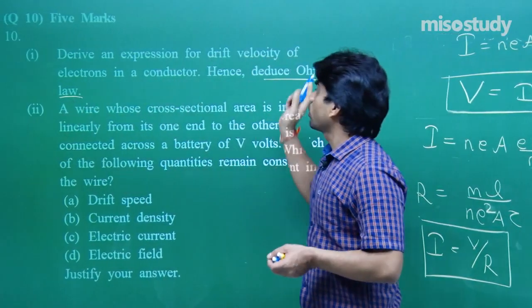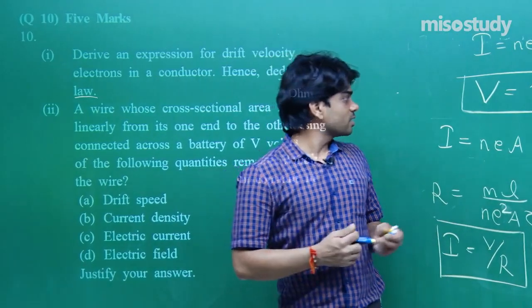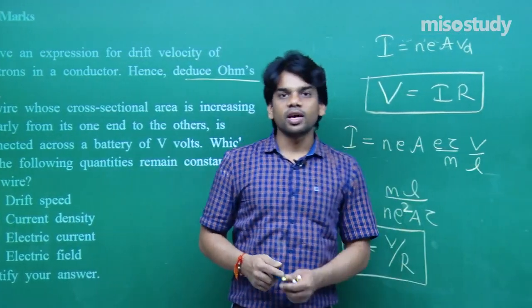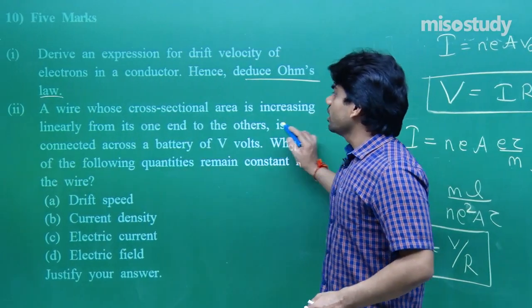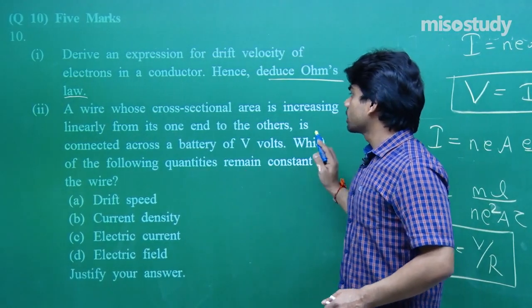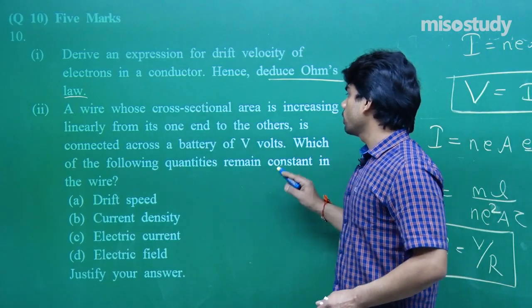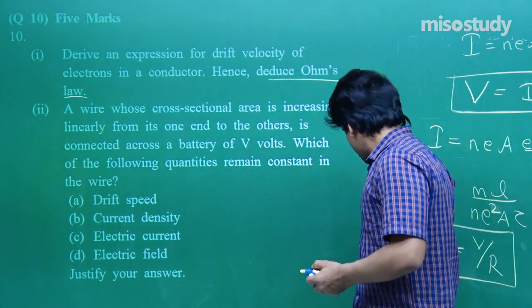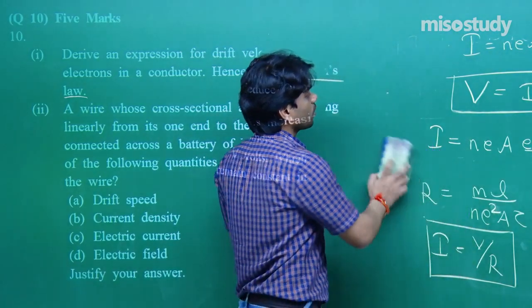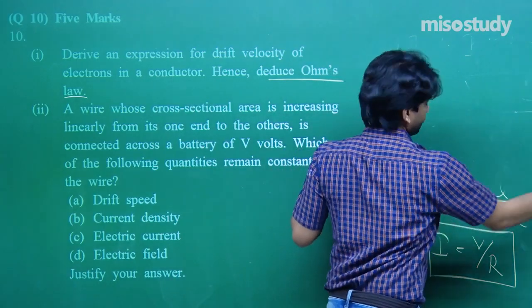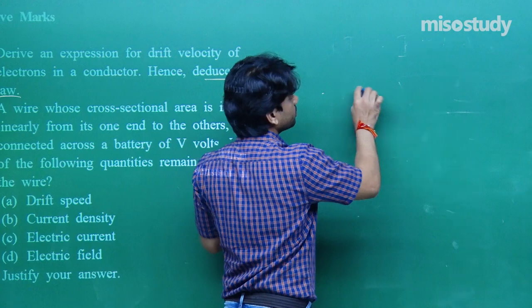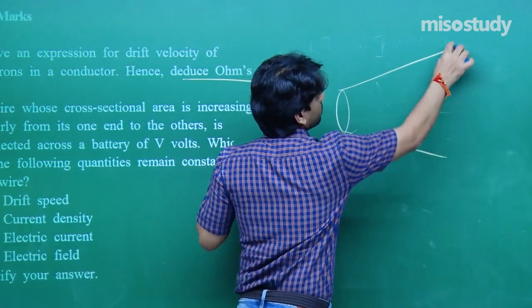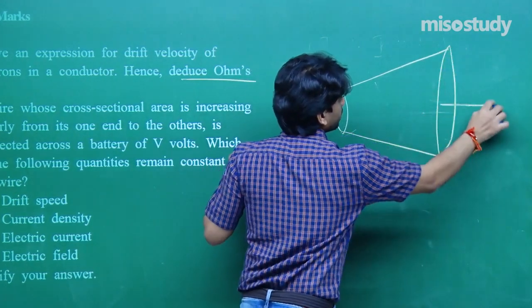Derive an expression for drift velocity of electrons in the conductor, we have done that, v_d, and then we have also deduced Ohm's law. Now, a wire whose cross-section area is increasing linearly from one end to the other is connected across a battery of V volts. Which of the following quantities remain constant in the wire? Try to understand how the figure will look. It's increasing linearly. This is how the wire will be increasing.